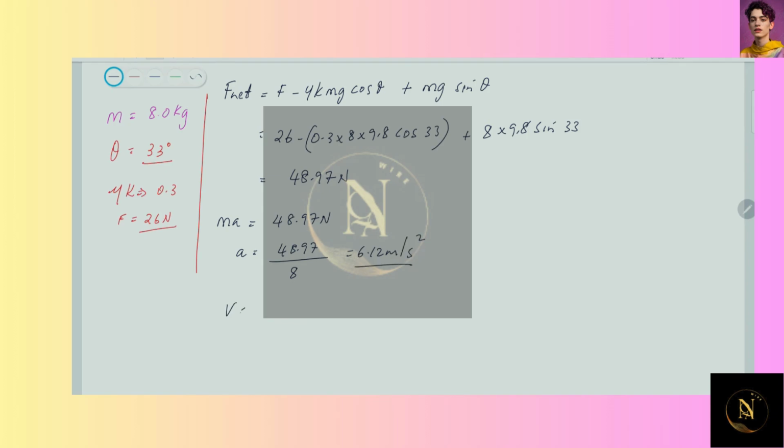Now from the equation v equals u plus at, we expect that v should be equal to 0 plus 6.12 multiplied by time, and we're looking at 2 seconds, so that should be equal to 12.24 meters per second, and that is therefore your answer.